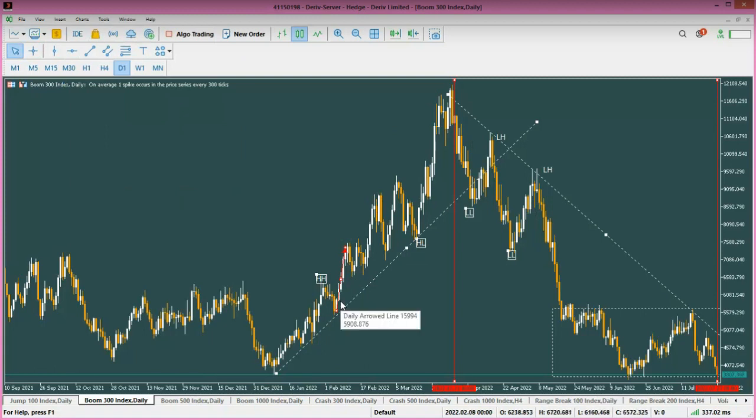Remember, I said this one was your impulsive move. This one is your retracement move. Impulsive move, retracement move. So, where do you think we should buy? On an impulsive move or when it retraces? Obviously, we need to buy at the beginning of an impulsive move, as you can see.